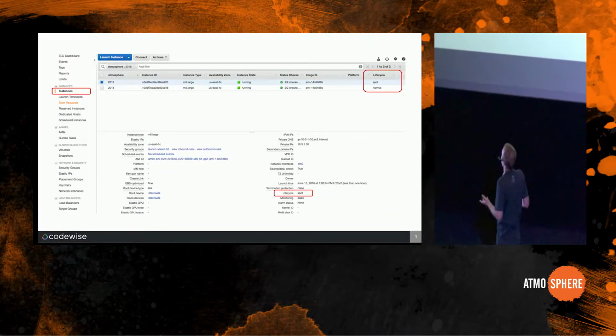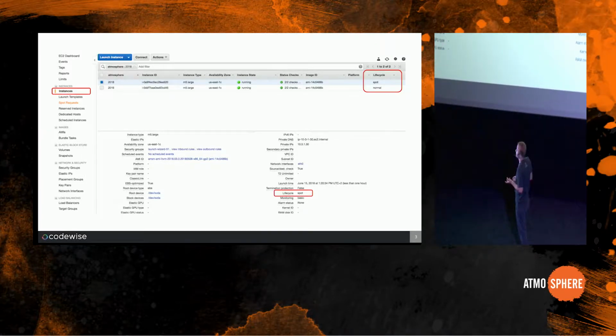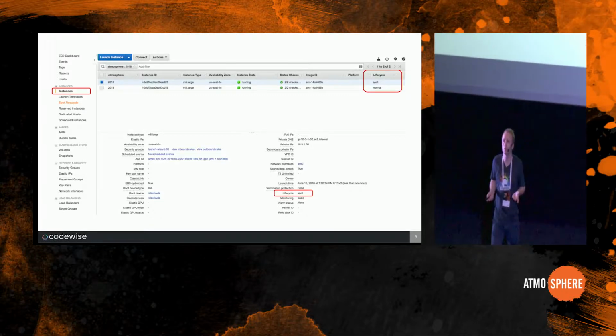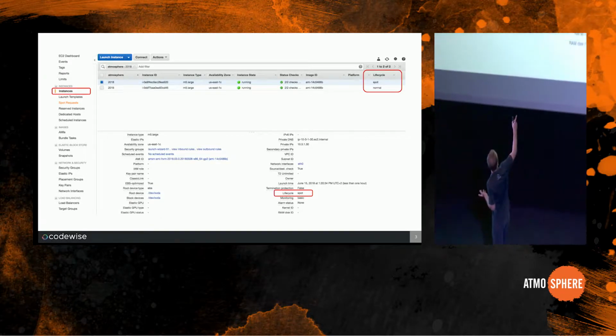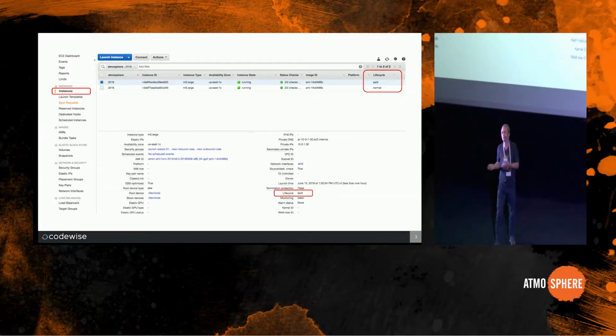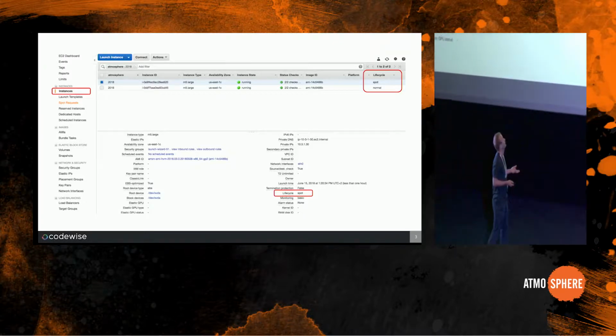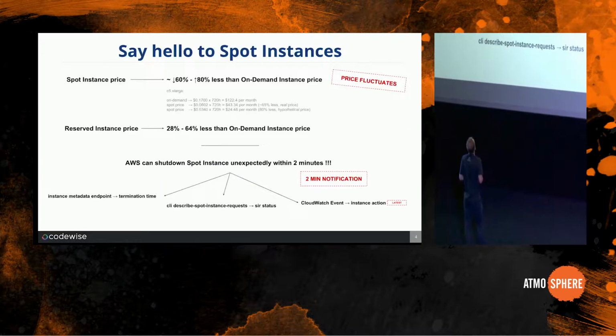Okay, so what's special about Spot instances? From the AWS perspective, if you look at the console, there is nothing. This is just a regular instance. The only thing, in the top right corner, is a property called lifecycle. You can check if this is a normal on-demand instance, for which you pay the regular price, or a Spot instance. And that's it. If you launch a new instance, choose the Spot type. If you request a Spot instance, you will get one, probably. So let's say hello to Spot instances.